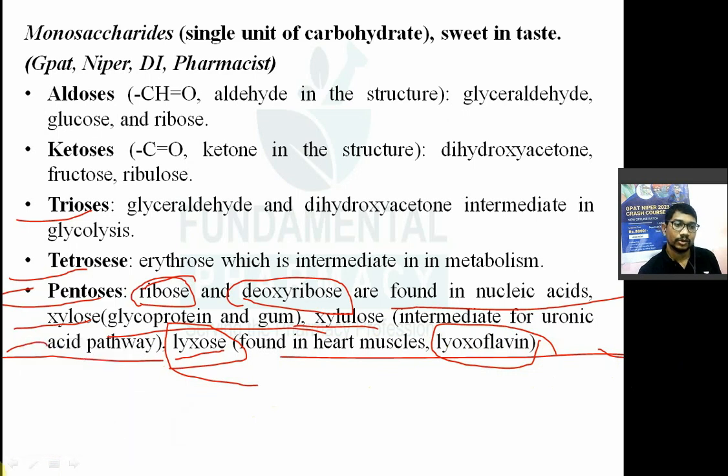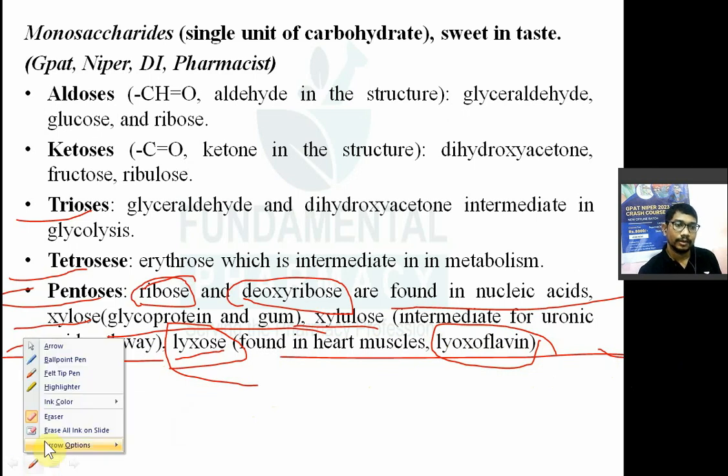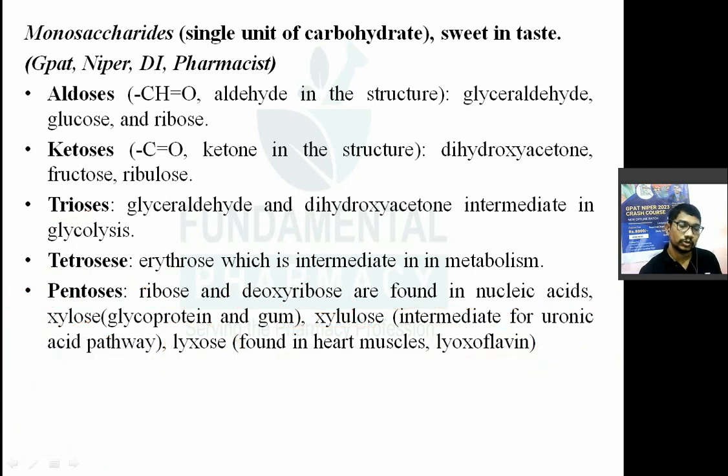आ चुका है, नाइपर में आ चुका है। So remember, lyxose sugar is found in the heart muscle. Lyxose sugar is found in the heart muscle in the form of lyxoflavin. So very important. Lyxose sugar, which is a pentose sugar. क्या है? 5 carbon atom containing sugar, lyxose, found in the heart muscle in the form of lyxoflavin.